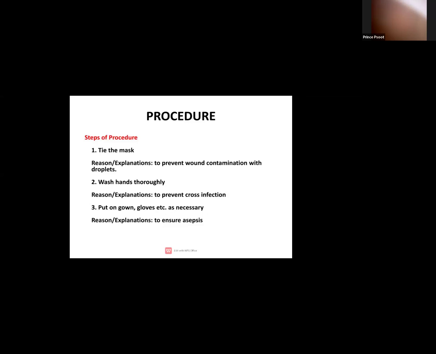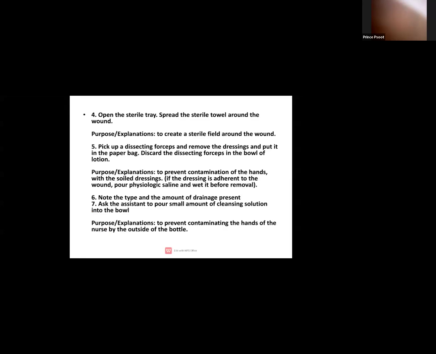Use your mask, wash your hands thoroughly to prevent cross infection. Put on your gown to ensure that there is no sepsis, that is, to maintain aseptic techniques. Then you open the sterile tray. Now, spread the sterile towel around the wound to create a sterile field around the injury. So you pick up a disinfecting forceps, remove the dressing and put it in the paper bag. Discard the disinfecting forceps in a bowl of lotion.